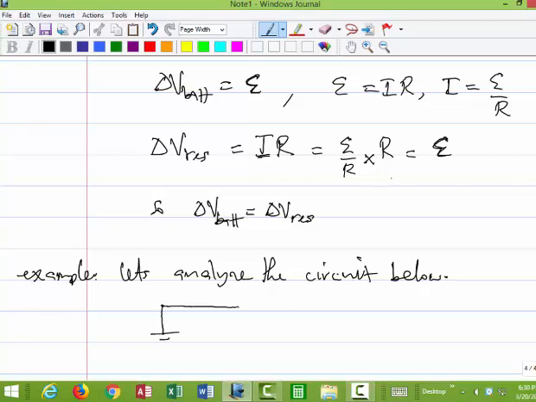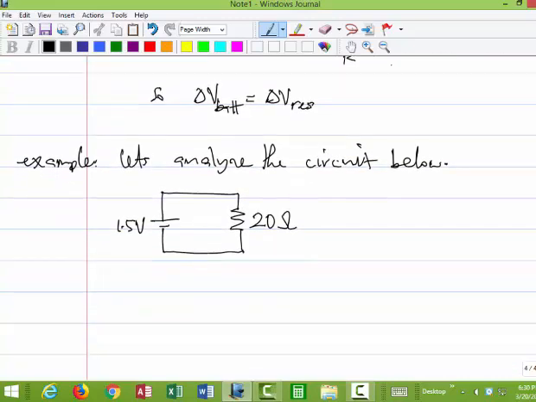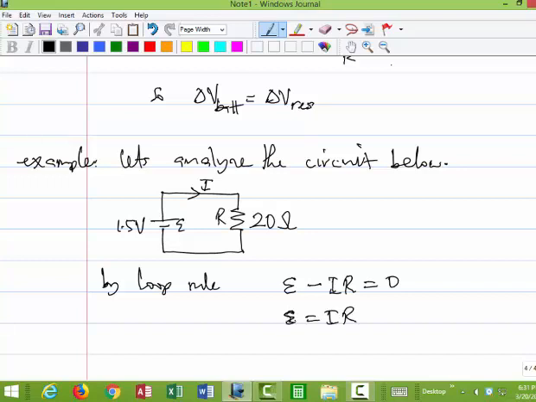So we start off with the battery like that. Let's say this is 1.5 volts and this is 20 ohms. Let's say the current is going in this direction. By loop rule, we will say that the potential drop across the battery minus the current times the resistor should be equal to 0. So this is the E, this is R, of course, and that's I, so that should be equal to 0. And so the EMF is equal to I times R, or the potential drop. E is EMF.